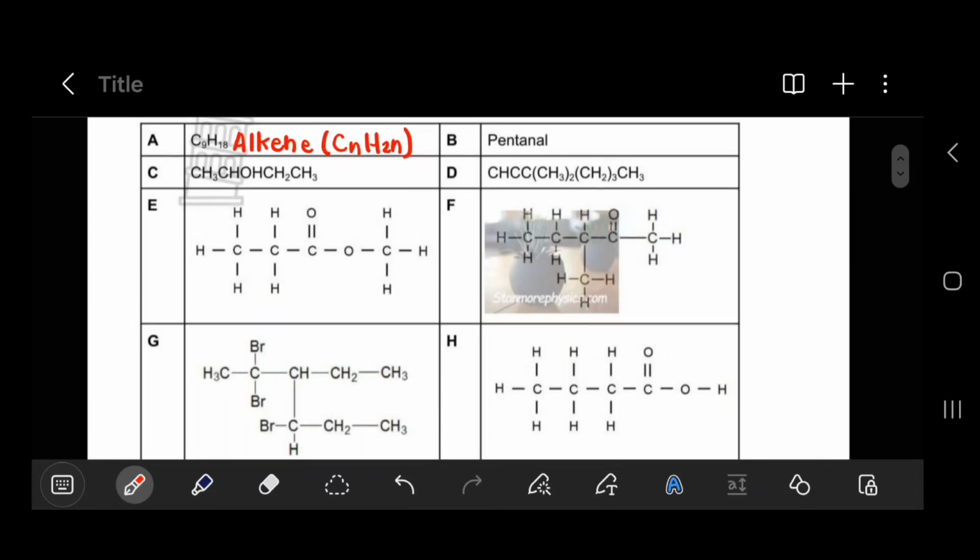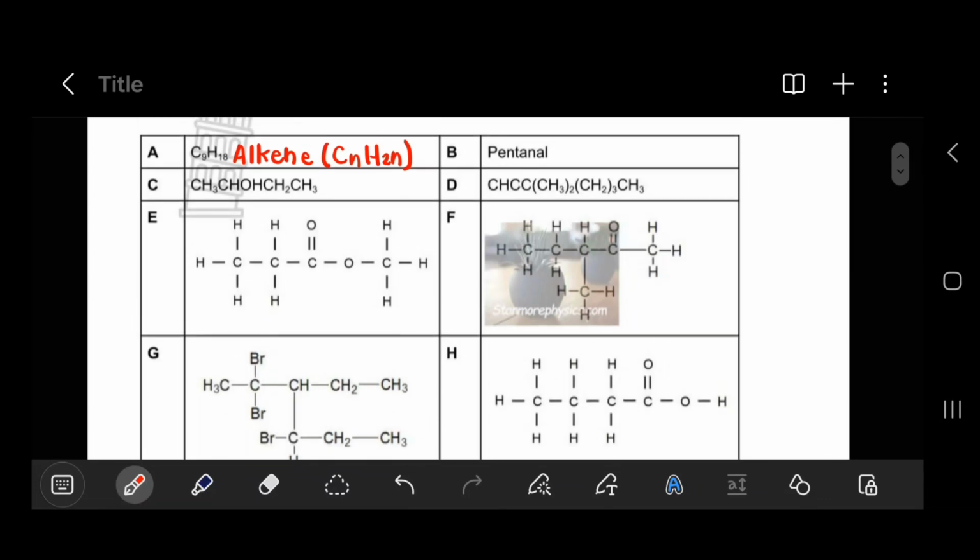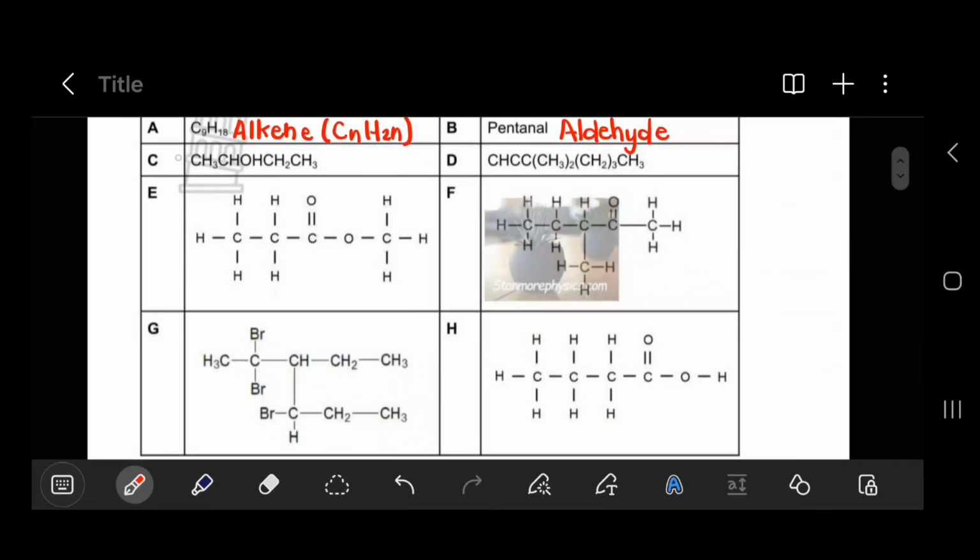Then if we look at B, we've got pentenal. So the suffix "al" tells you this is definitely an aldehyde. Now, going on to C, we've got CH3CHOH. So the fact that you've got the OH here tells you that this is an alcohol. Remember, the functional group of an alcohol is the OH, which is the hydroxyl group.